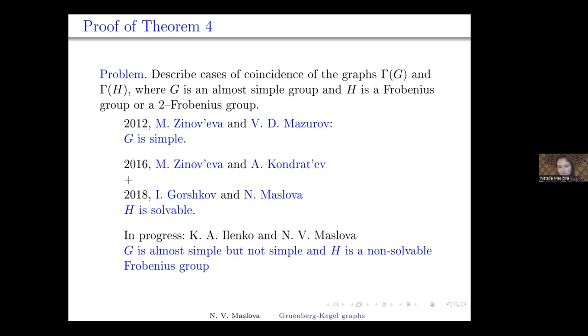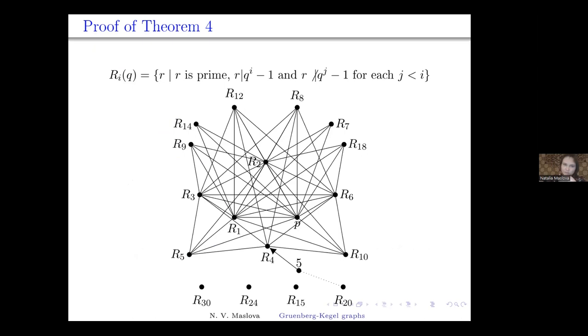And now me and Kristina Ilyenko, my PhD student, are finishing the description of all the cases of coincidences of Gruenberg-Kegel graphs of almost simple groups and non-solvable Frobenius groups. And what about Gruenberg-Kegel graphs of EHQ? These graphs look like that. Consider R_i(Q) to be the set of primes R which divide Q to the power i minus 1, but don't divide Q to the power j minus 1 for each j less than i.